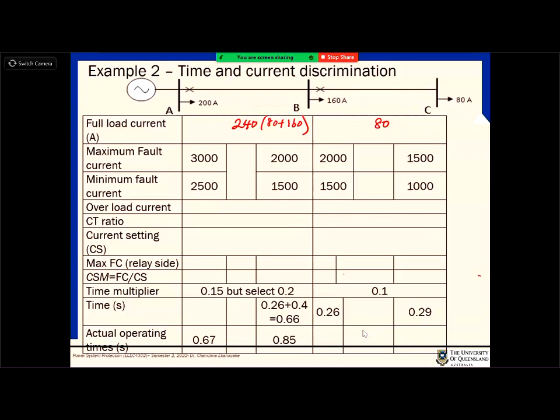Now, what are the overload current conditions? Because we need to consider those as well. You need to multiply this by 1.25, which is 100, and 240 multiplied by 1.25, which is 300.